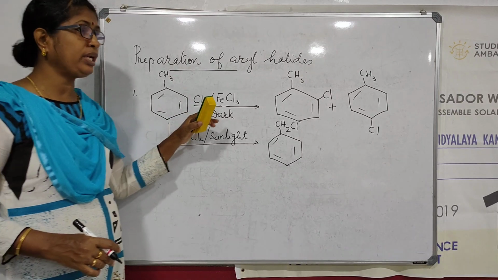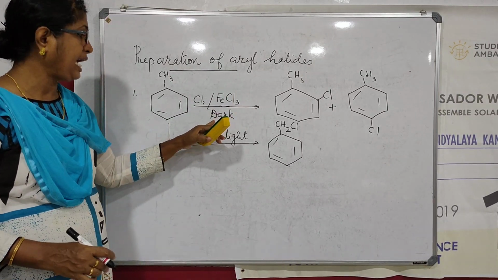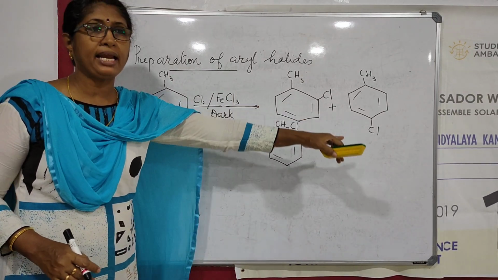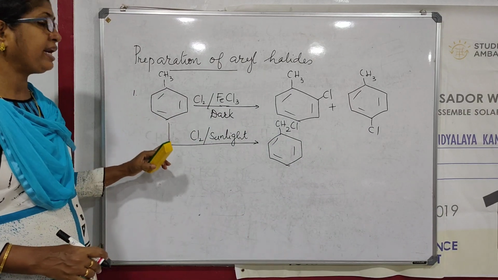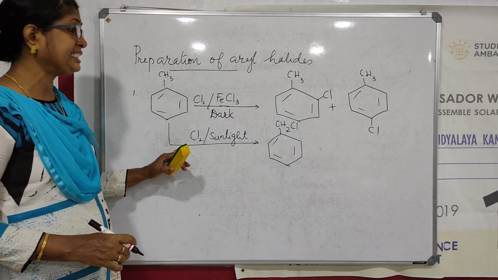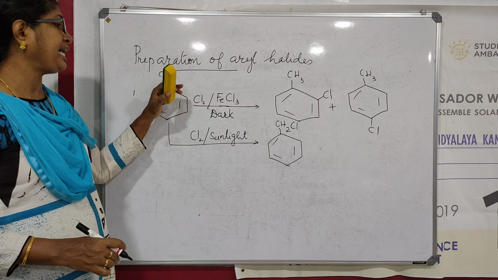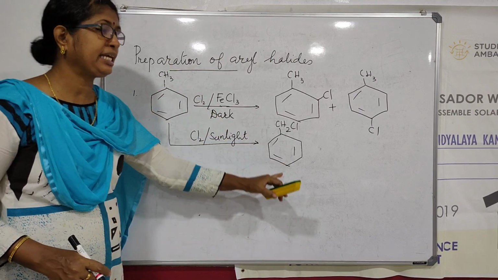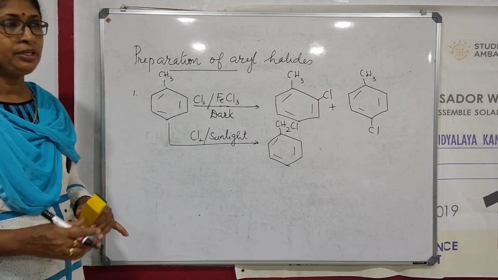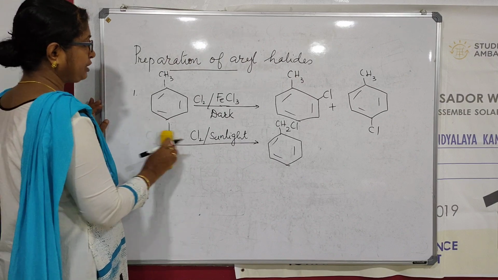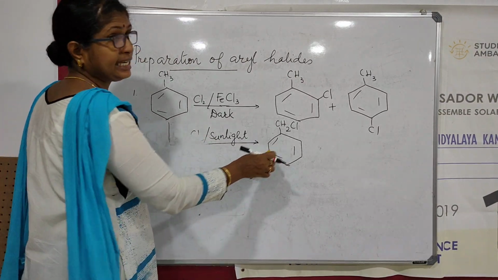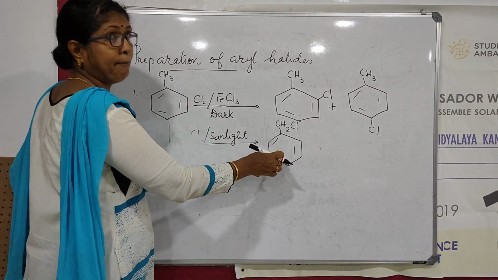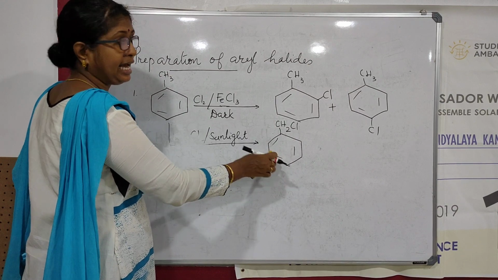If you treat with chlorine in the presence of a Lewis acid and in dark, ortho and para substitution takes place. Whereas if you treat it with chlorine in sunlight, substitution in the side chain takes place and you will get benzyl chloride. This is one method of preparation, and this is not considered an aryl halide. This is a benzyl halide, not an aryl halide.